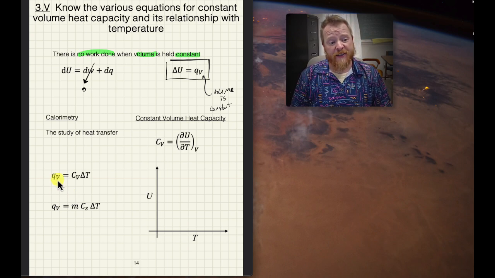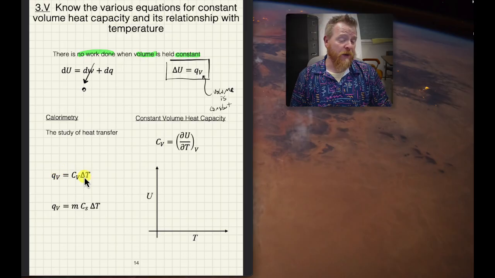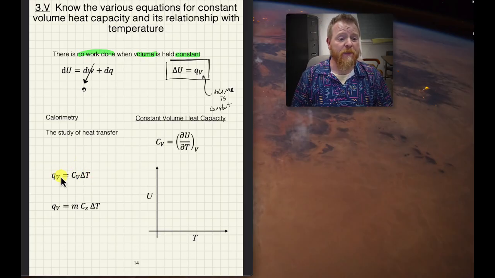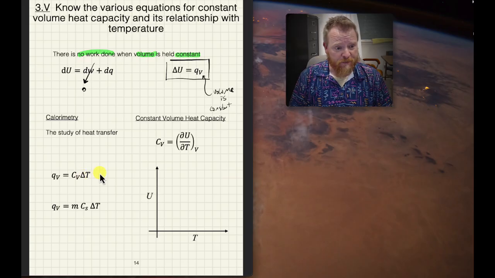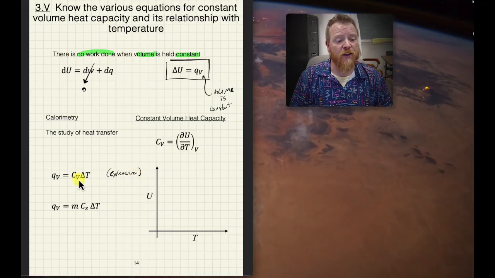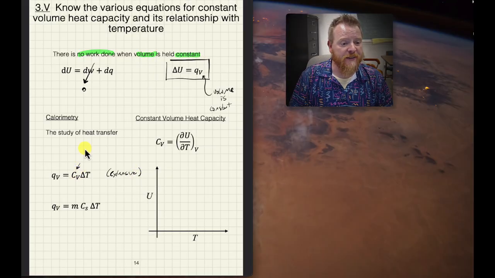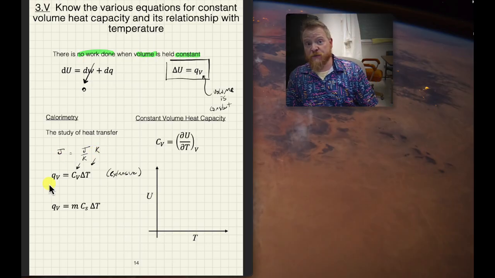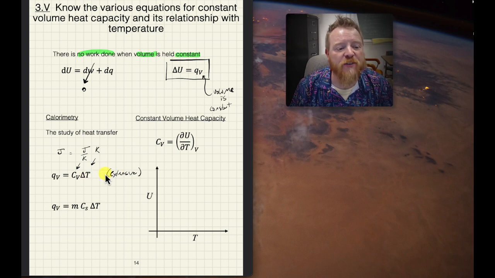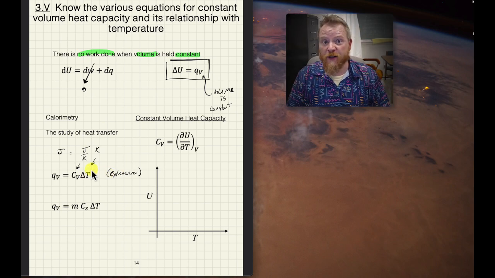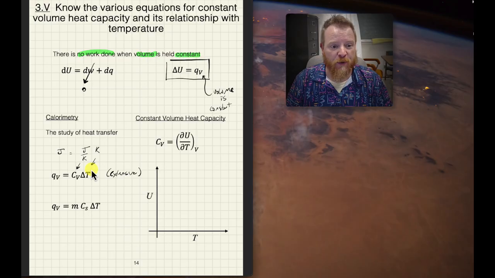If we look at probably the most simple way we can calculate heat, that's going to be equal to CV delta T, and this is extensive. The unit of CV here is joules per Kelvin, and my temperature rise is in Kelvin, so that gives me just joules. That's extensive because if we have 1 gram versus 100 grams, the 100-gram sample is going to be able to hold on to or transfer more heat.